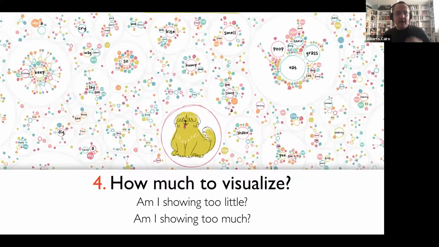Okay. Now, another question: how much to visualize? How much data should I show? Well, this is one of the most difficult decisions to make. It's like what level of aggregation, what level of abstraction? Should I show an average or should I show the range? Should I show the shape of the data? Now, the answer to that question is always whatever better tells the story.